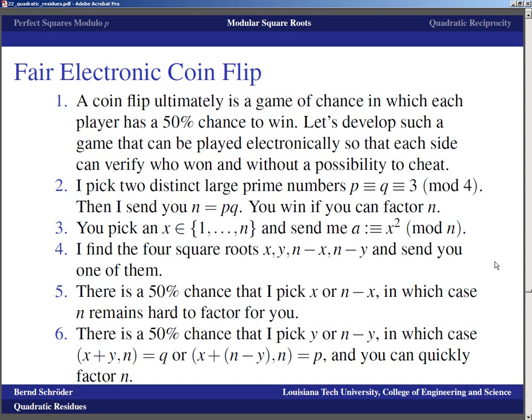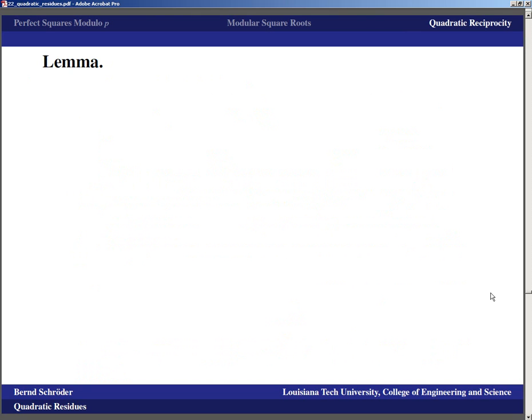And at the end of the story, you either tell me what the factors are, or you say I can't factor it, and then of course I would have to disclose what n was so you can verify that I didn't throw you a random number. But either way, this would be a fair electronic coin flip.